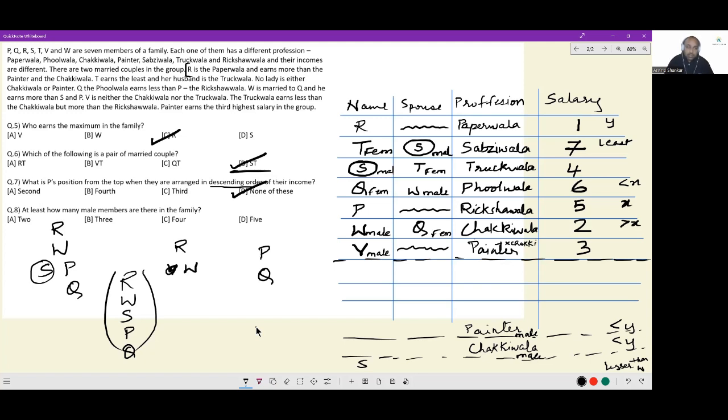And last, at least how many male members are there in the family? People for whom we know male and female, we have V as male, we have W as male, we have S as male, we have T and Q as female. For R and P, we don't really know the gender. So at least how many male members are there in the family? The answer will be option B, 3. And that is the entirety of this set.